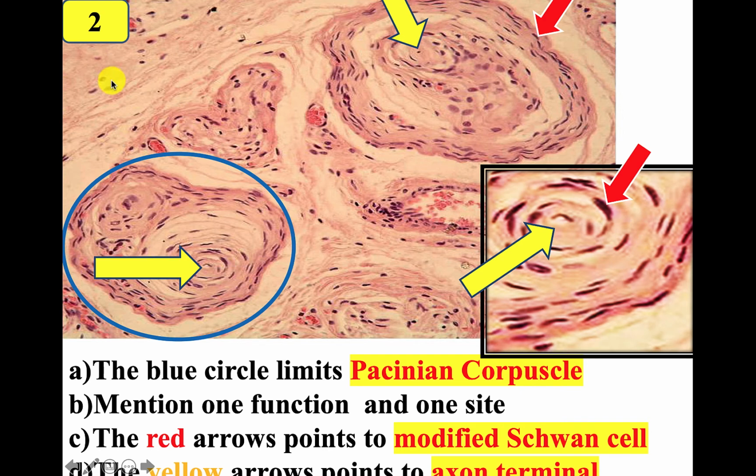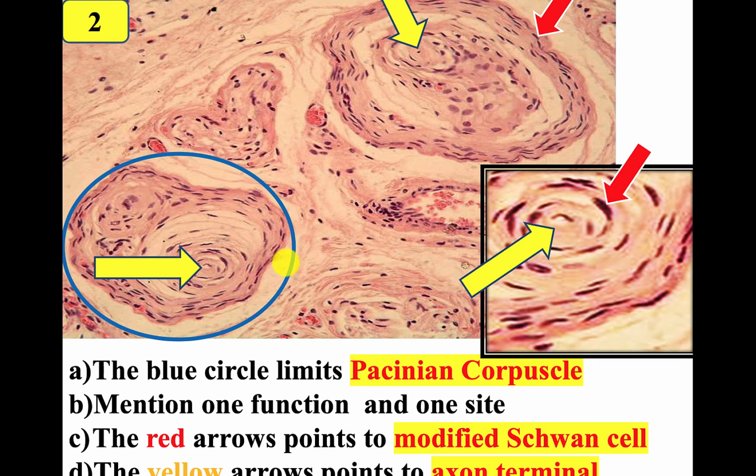This is the picture, of course, of the Pacinian corpuscle, which looks like a transversely cut onion. And here we have the following questions. The blue circle limits the Pacinian corpuscle. Mention one function and one site. Here we have a lot of answers. If you want to say it is a proprioceptor, you should mention the site, either the capsule of the joint or the periosteum of bone.